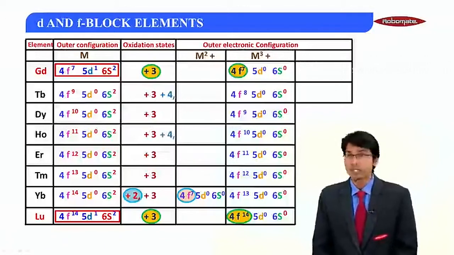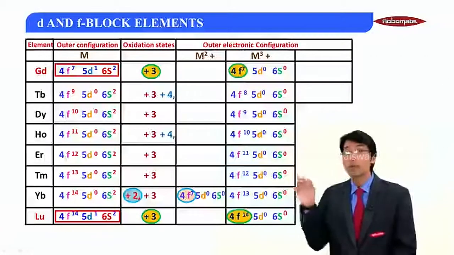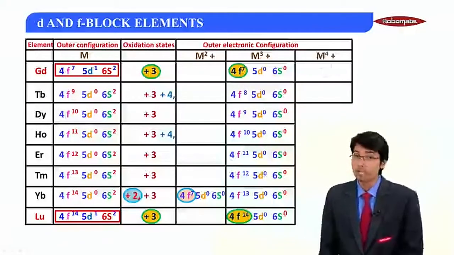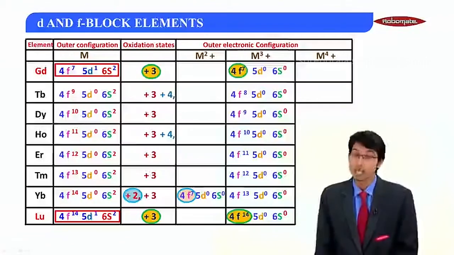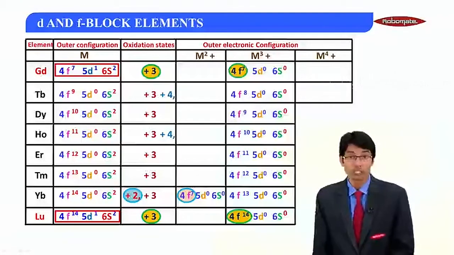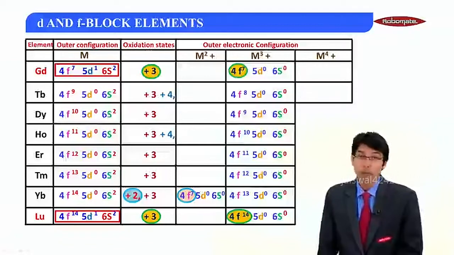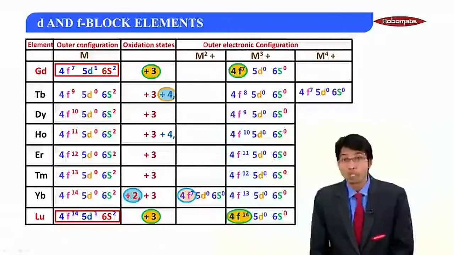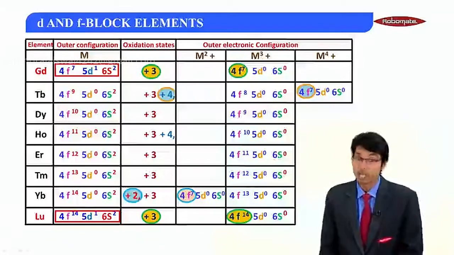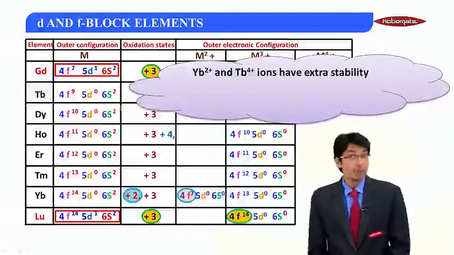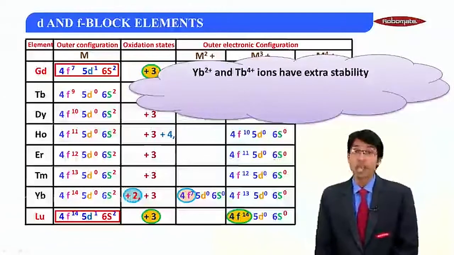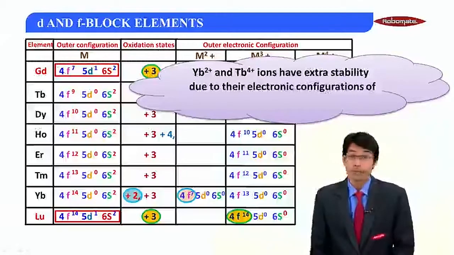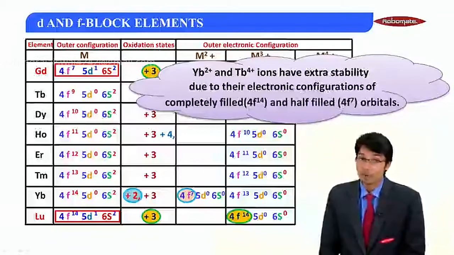Along with ytterbium, there are 2 elements, terbium and holmium, which exhibit a +4 oxidation state. So when we write the configuration in the tetra-positive oxidation state, there is loss of 2 electrons from 6s and 2 electrons from the 4f orbital. So terbium 4+ will have a configuration of 4f7, and again the +4 oxidation state is highly stable. Now ytterbium 2+ and terbium 4+ ions have extra stability. This extra stability is due to the half filled f orbital and the completely filled f orbital.